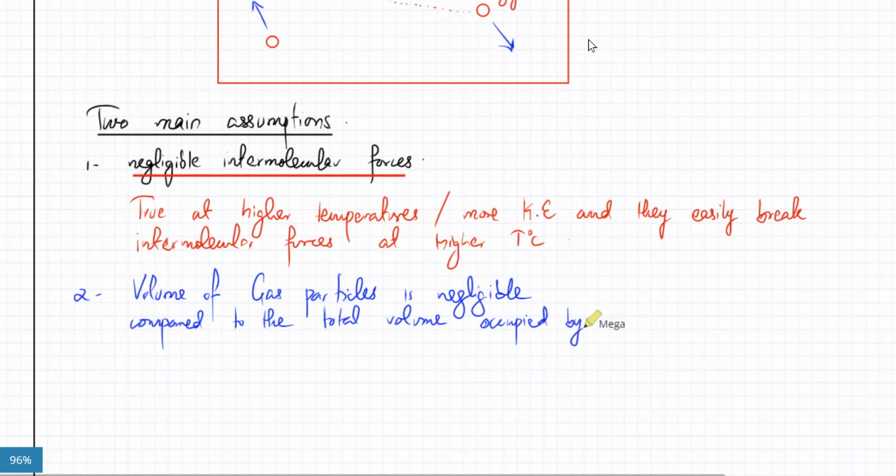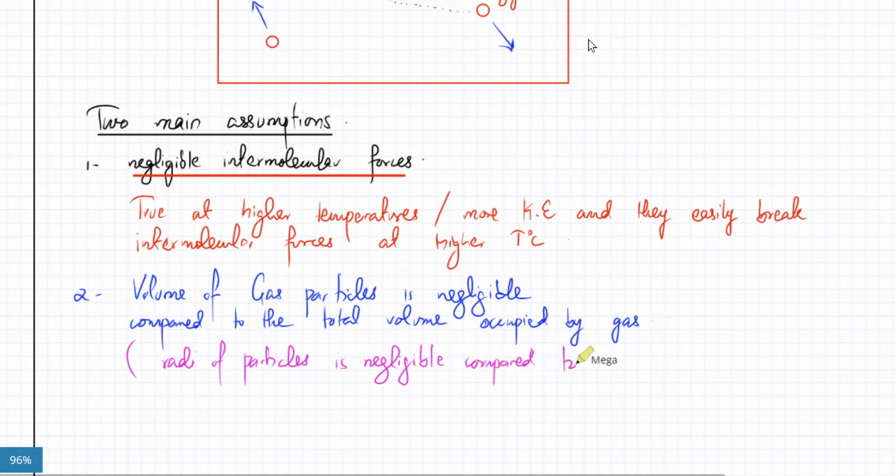Occupied by gas. Now, this particular point is phrased somewhat differently at times. They also state that the atomic radius, or the radii of the particles, is negligible compared to the intermolecular distances. Now, both points actually mean the same thing.